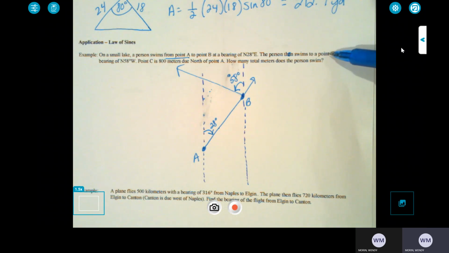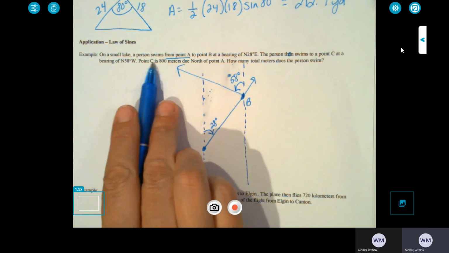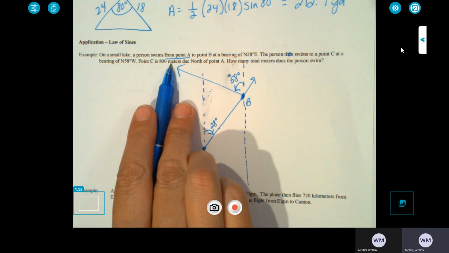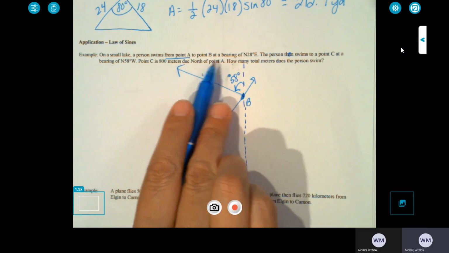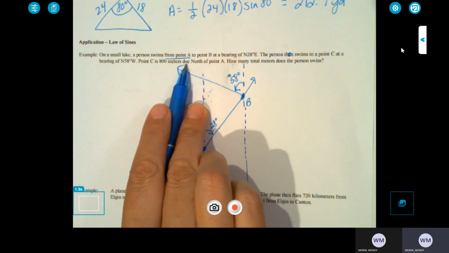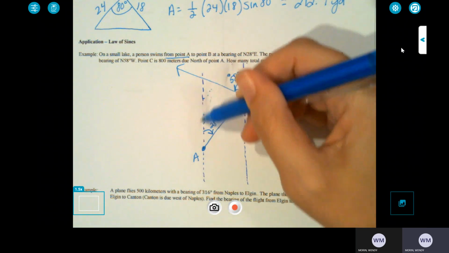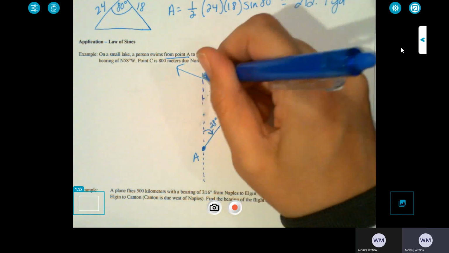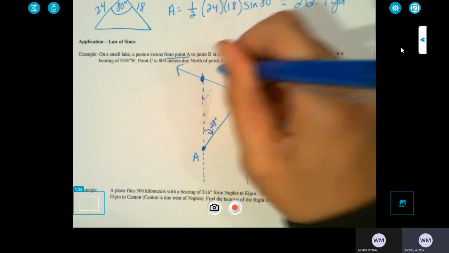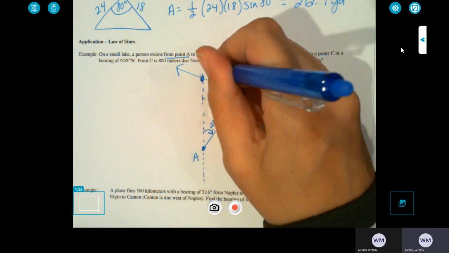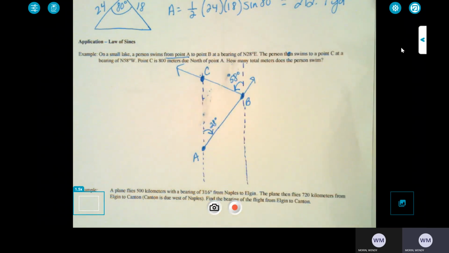Now it says to point C, and point C is 800 meters due north of A. Due north means directly to the north. Due west, directly to the west. So it's telling you that they're on the same north-south line. That means point C is on this bearing and north of A, so point C has to be there. That's everything we know.